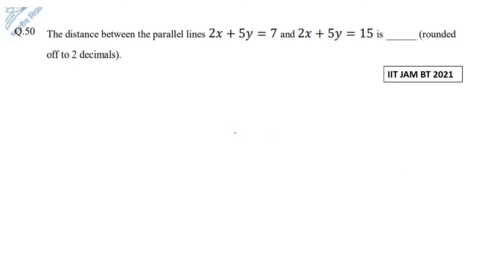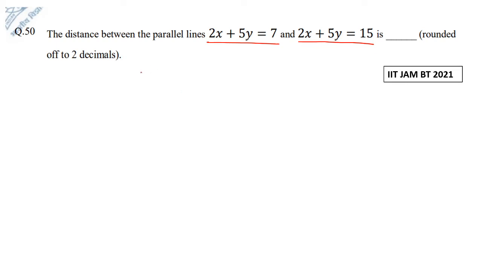In this video, we are going to solve another problem which came this year, in 2021, in the JAM Biotechnology paper. Here the question is: the distance between the parallel lines 2x plus 5y equals 7 and 2x plus 5y equals 15 is dash, rounded off to 2 decimal places.